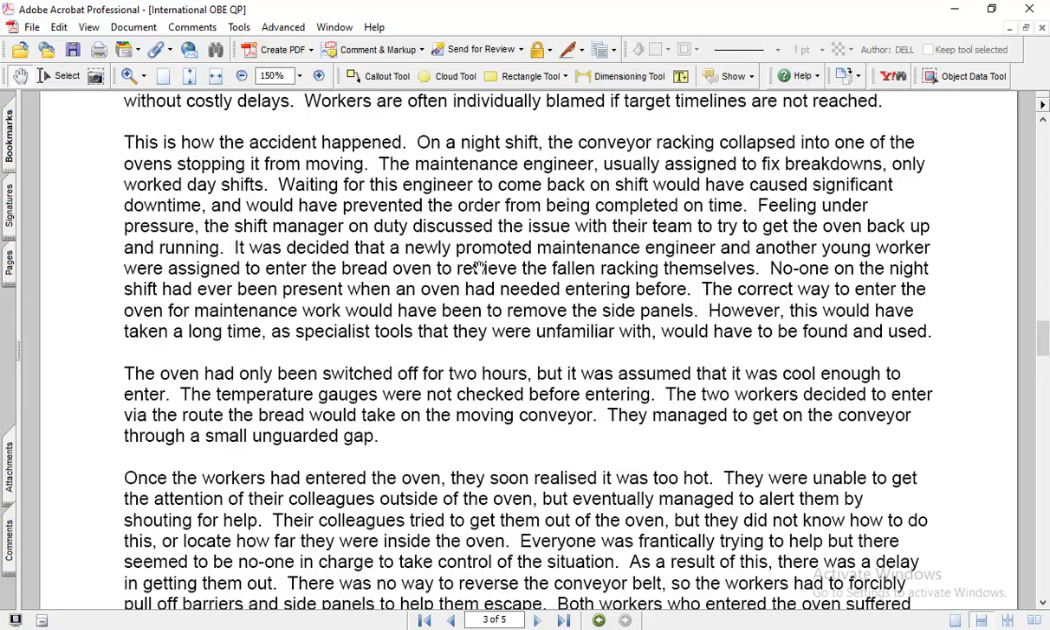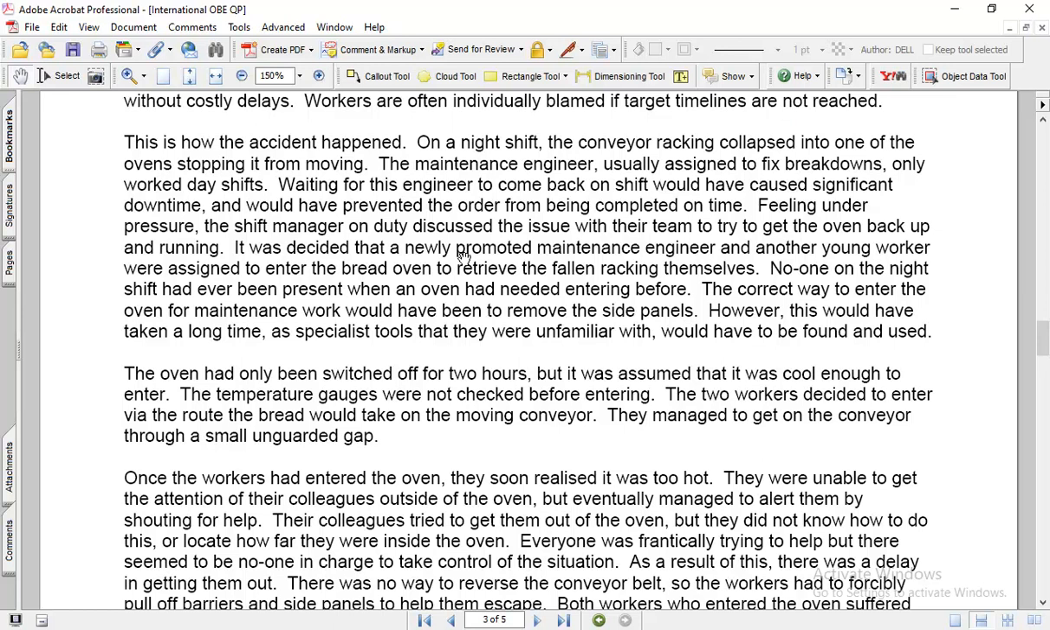It was decided that a newly promoted maintenance engineer and another young worker were assigned to enter the bread oven to retrieve the fallen racking themselves. No one on the night shift had ever been present when an oven needed entering before.